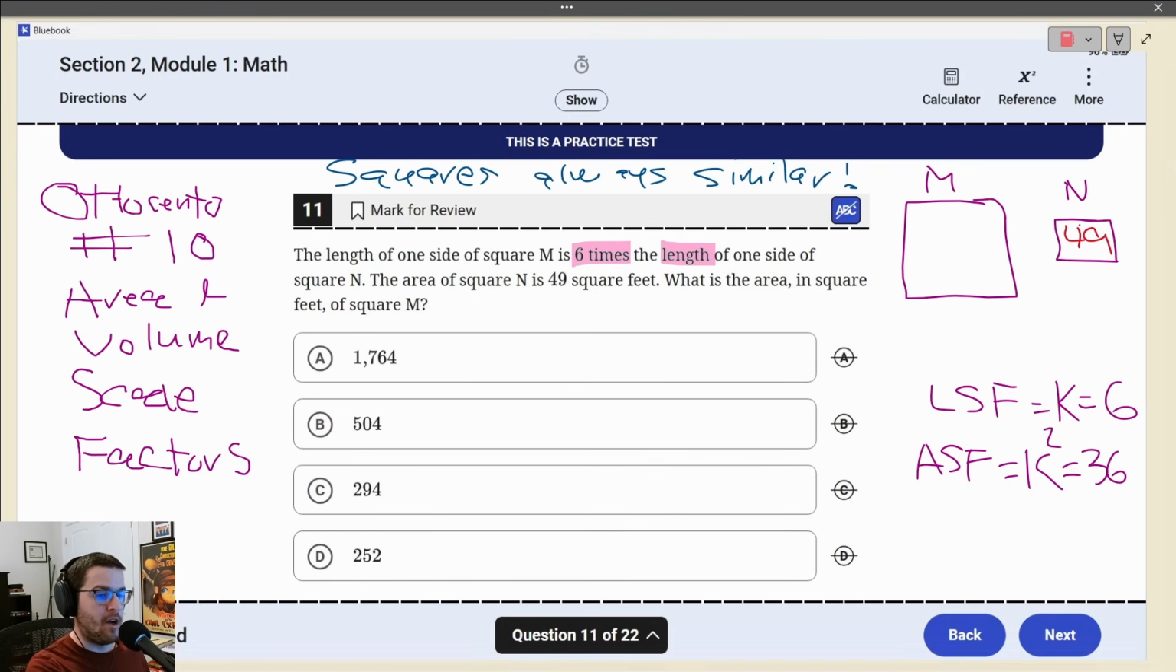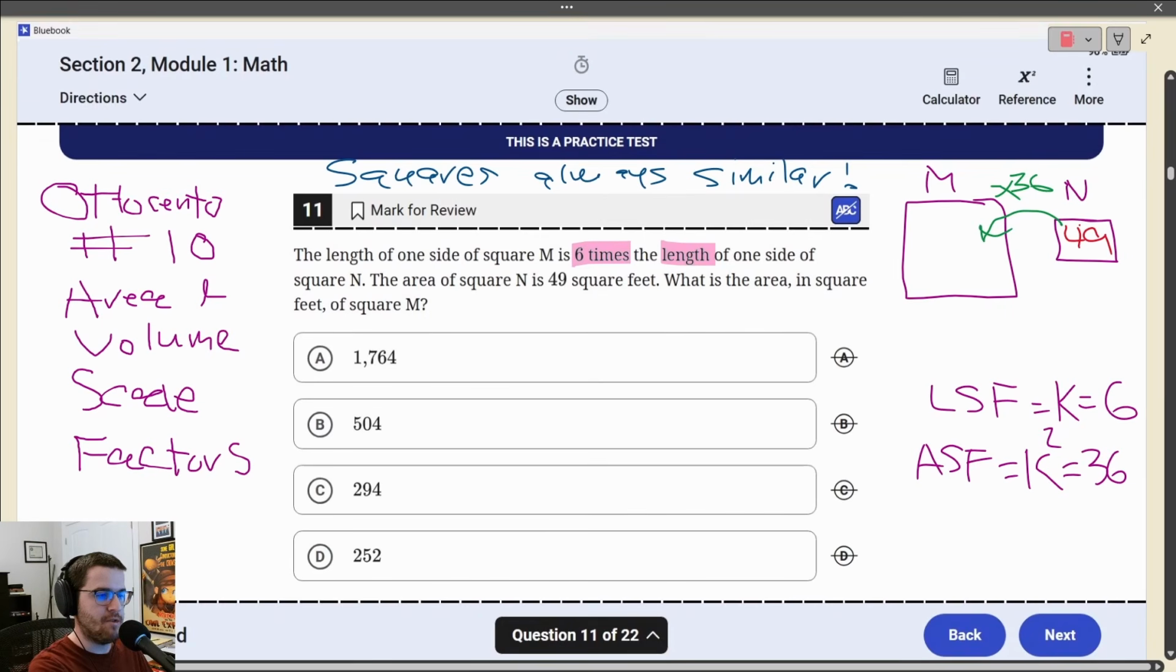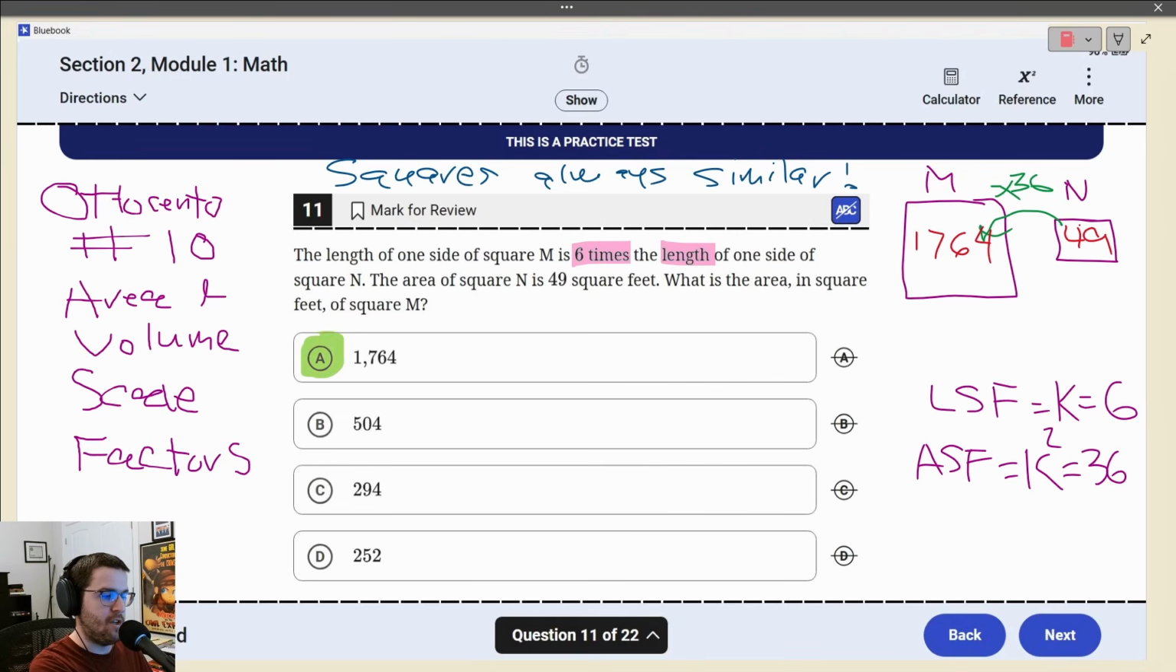So if the area of square n is 49, now we just have to think: do we do 49 times 36, or do we do 49 divided by 36? Well, 49 divided by 36 would give us 1.4 or something, and that's obviously not going to work. That's way too small, right? M is supposed to be bigger. Remember, we talked about that with the first sentence? So we're going to instead do 49 times 36. And that gives us an area of 1764 for square m, which is choice A.